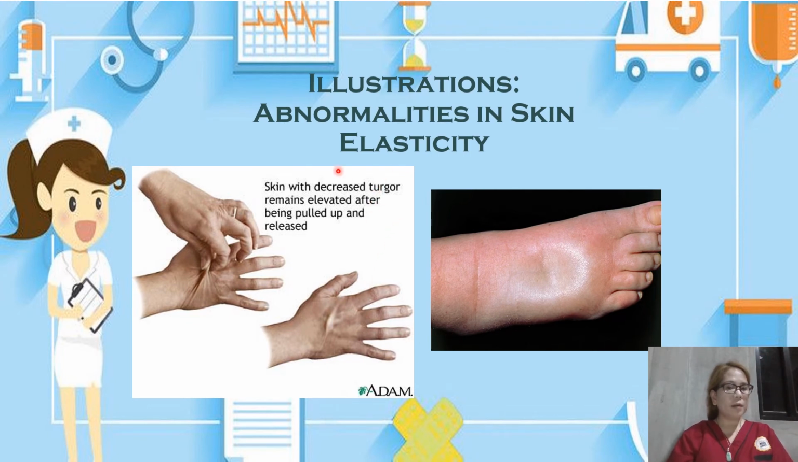So another example of abnormalities in skin elasticity. No, this is when you are checking for the skin turgor. Okay, you have to pinch the area or the forearm, and see if the skin returns to normal. The skin with poor turgor remains elevated after being pulled up and released. This could be a sign of dehydration. Okay, this is another example of pitting edema.